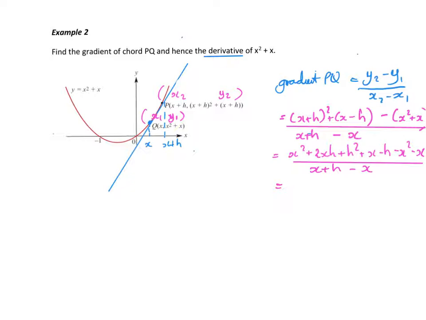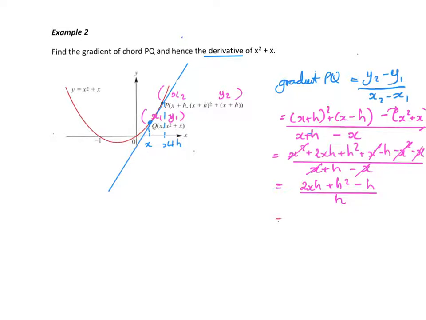In tidying that up, you expand out x plus h all squared, which is x squared plus 2xh plus h squared, and then we've got plus x plus h. And don't forget this minus sign outside the bracket changes the signs inside. So minus x squared minus x, all over x plus h minus x. Let's tidy that up again. You can see there that we have quite a few things on the top row that cancel out, the x squareds and the x's, and down the bottom the x's cancel each other out.